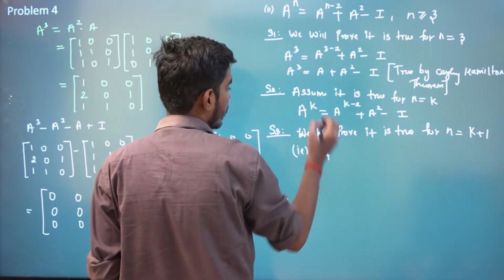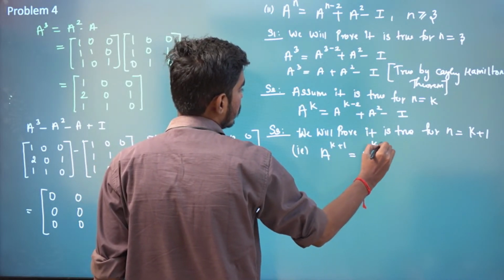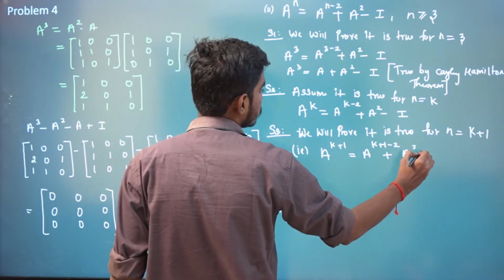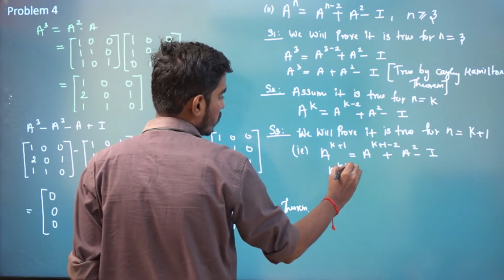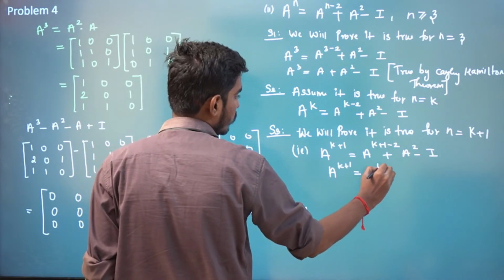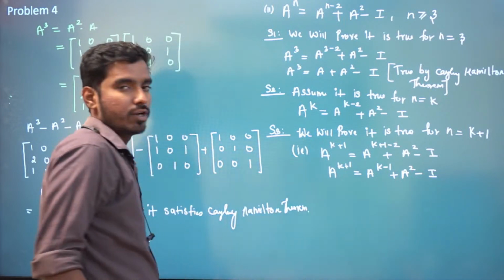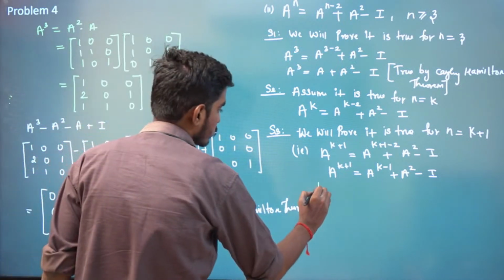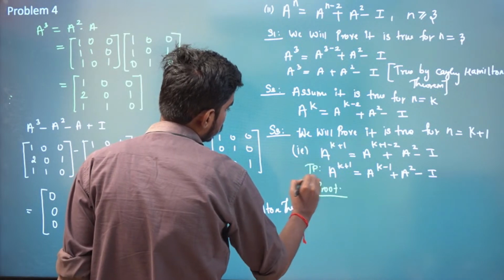You put n is equal to k plus 1. So a power k plus 1 is the same as a power k minus 1 plus a square minus I. This is what I need to prove. That is, I need to prove a power k plus 1 is the same as a power k minus 1 plus a square minus I. Right? We will prove this. So, proof.